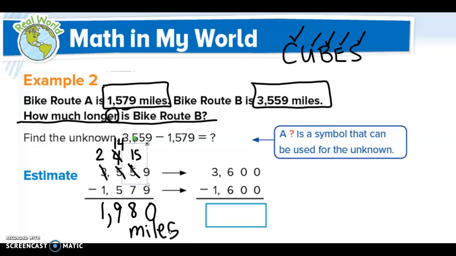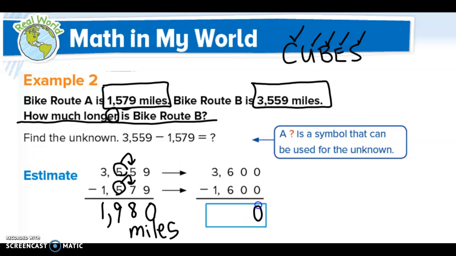Now to check my answer, or to at least see if I might be right, this problem chose to estimate. So I'm going to erase what I already put here, just so you can see those numbers better. To estimate, remember, you round each number. 3,559, they rounded, if we look carefully, I see 600. That means they rounded to the hundreds place. If you look here, they looked next door. It was 5 or higher, so they added one more. They rounded to 3,600. 1,579, they looked next door. That also rounded to 1,600. Now they're going to subtract.